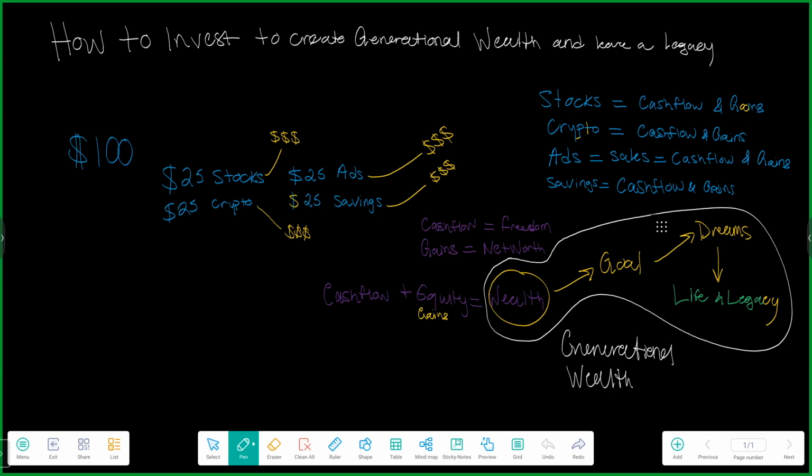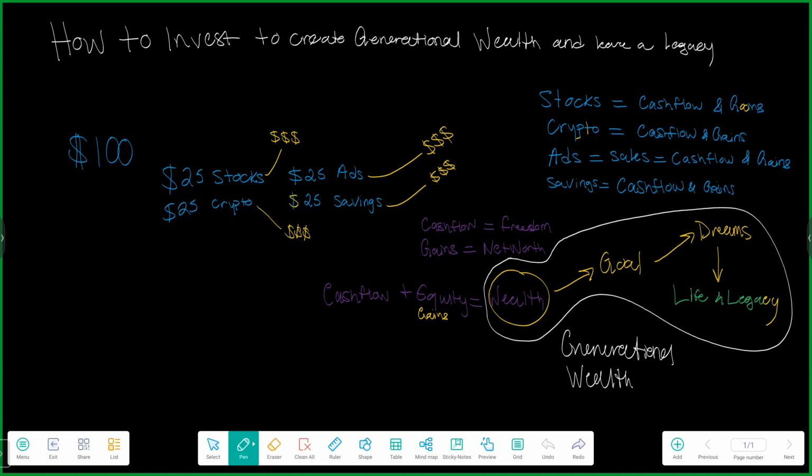And today we're going to talk about how to invest to create generational wealth and to leave a legacy. So we see here that we're going to take $100 and divide it into 4 different assets: stocks, cryptocurrency, ads, being advertisement, and savings.